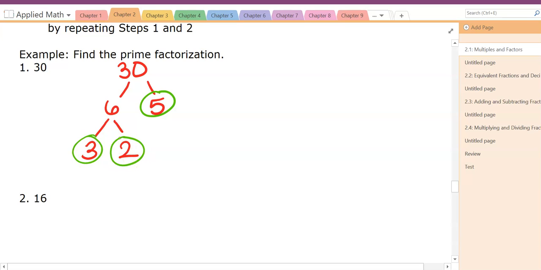So to write out the prime factorization, we write them in order, so that it's the smallest number, as many times as you need, then the next smallest, and then up to the biggest. So 2 times 3 times 5.